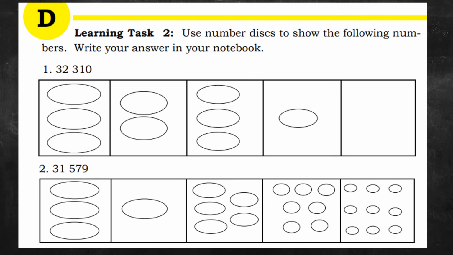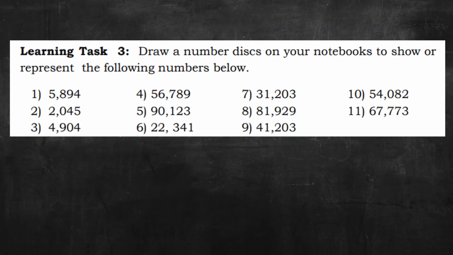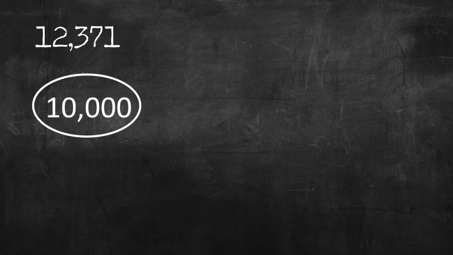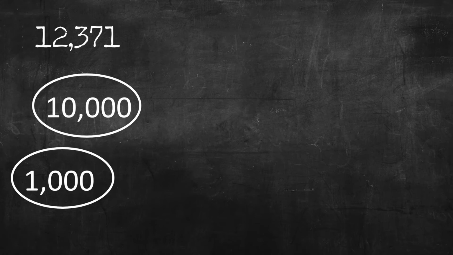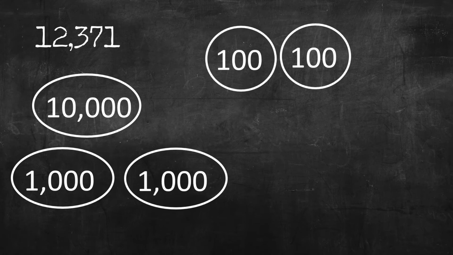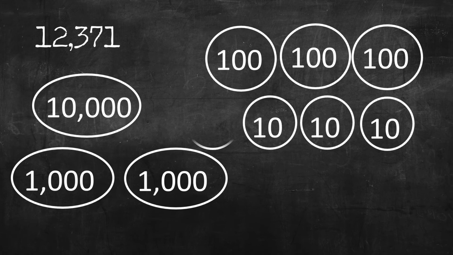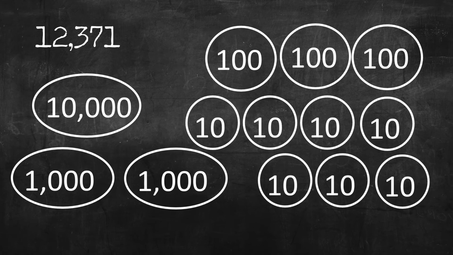For our second learning task, use number disks to show the following numbers. Write your answer on your paper. For our third learning task, draw number disks on your notebooks to show or represent the following numbers below. Here is an example. I have here 12,371. So I will draw 1 10,000s, 2 1,000s, 3 100s, 7 10s, and 1 1.